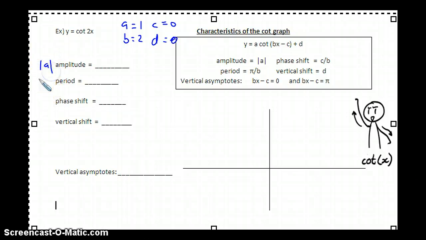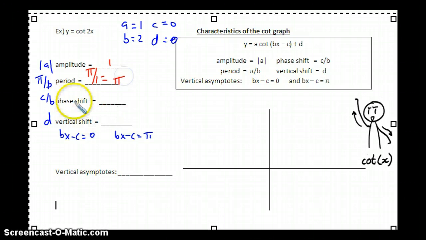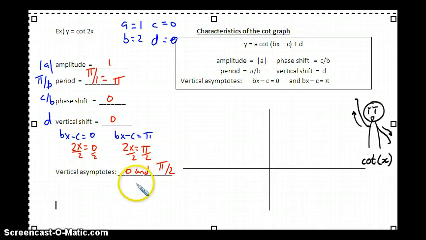So if we list our formulas over here, and our bx minus c is equal to 0 and pi. So now we would say the amplitude would be 1, period would be pi over 1, which is just pi. Phase shift would be 0 because there is no c, and vertical shift would be 0. Now we'd have 2x equals 0, and 2x equals pi. So when I divide by 2, I get 0 and pi over 2 as my vertical asymptotes.